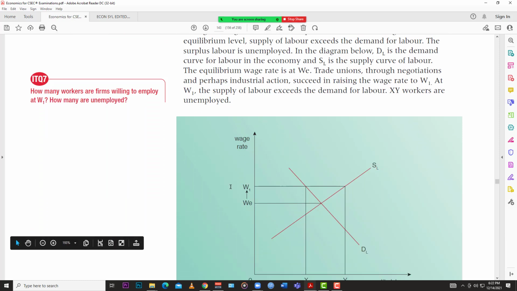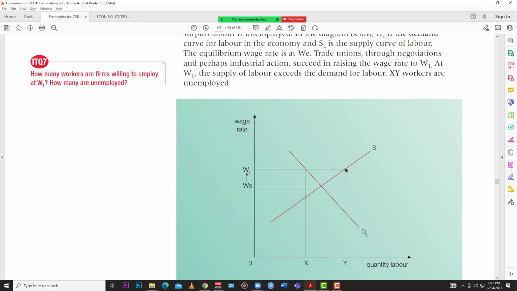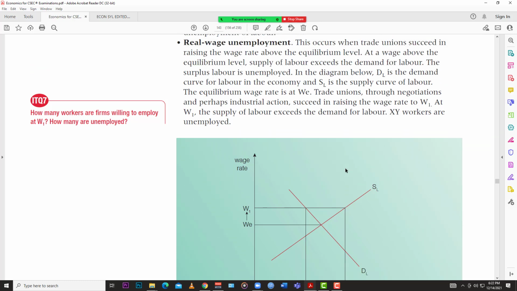Right? So the wage has gone up, and you have the excess supply of labor. Unemployed. Right? Unemployed. So that's just how that is.